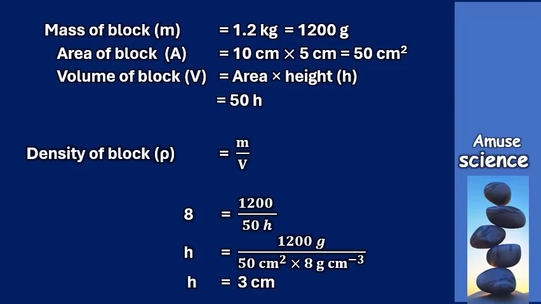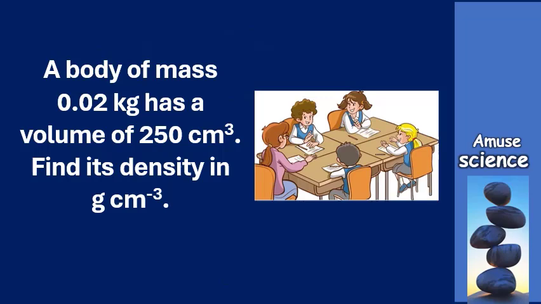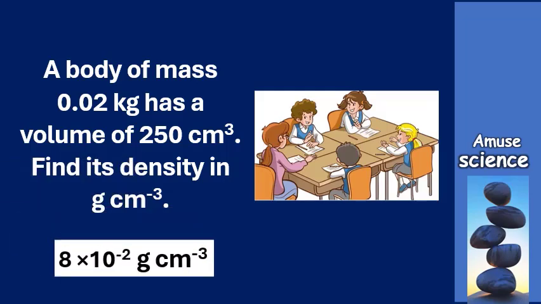I would like to give you this question for your own practice. A body of mass 0.02 kilograms has a volume of 250 cm cube. Find its density in gram per cm cube. Let me give you a clue to the answer. The answer will give you 8 times 10 exponent minus 2 grams per cubic centimeter.